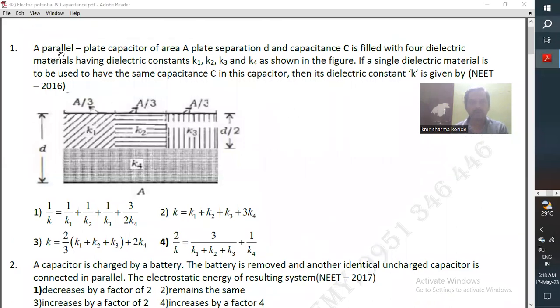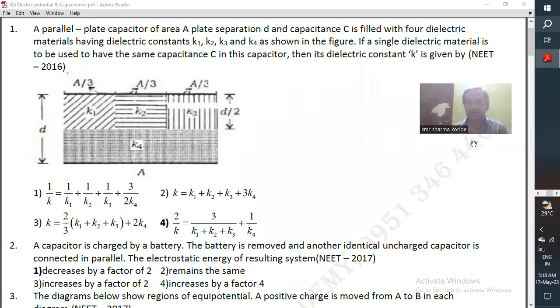First question is, the parallel plate capacitor of area capital A, plate separation D and the capacitance C is filled with 4 dielectric materials having dielectric constants K1, K2, K3 and K4 as shown in the figure. If a single dielectric material is to be used to have the same capacitance C in this capacitor, then its dielectric constant K is given by. So this is given 2016. Now let us continue with the answer.